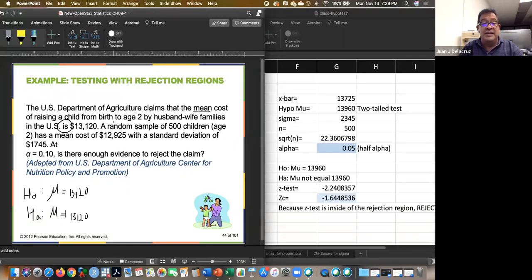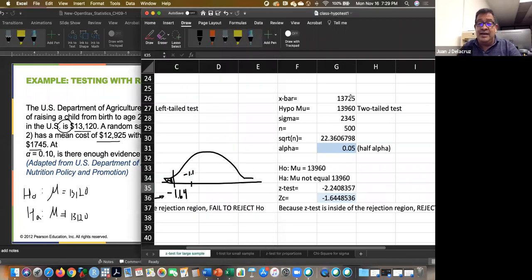We have the mu, we have a random sample of 500 children, we have a mean cost for the sample and a standard deviation. And the level of significance is going to be 10%. Here, I think I have the wrong arguments. Let me erase this.